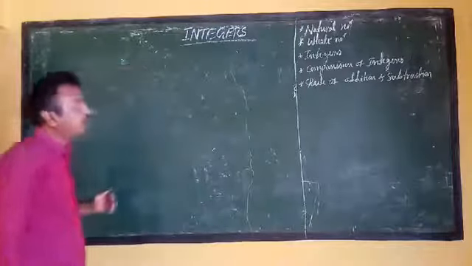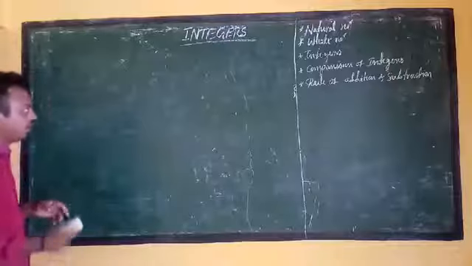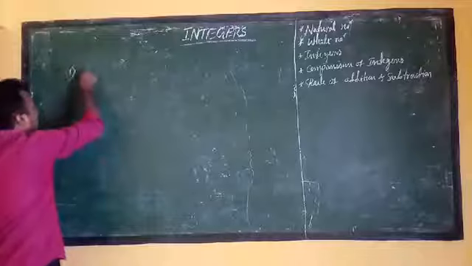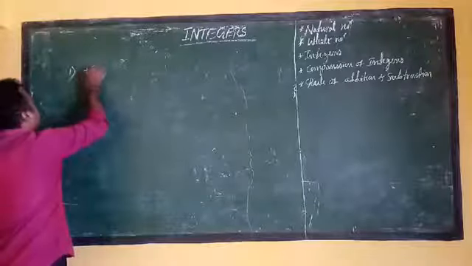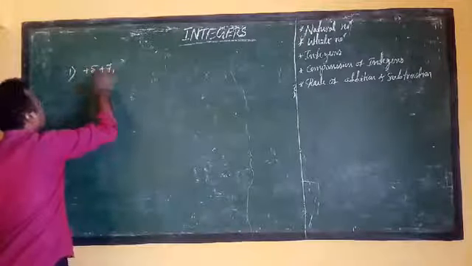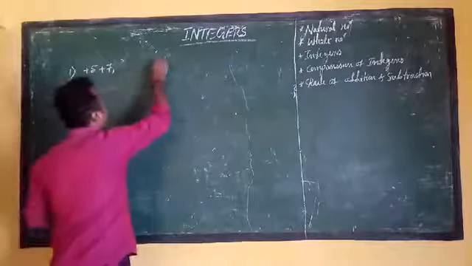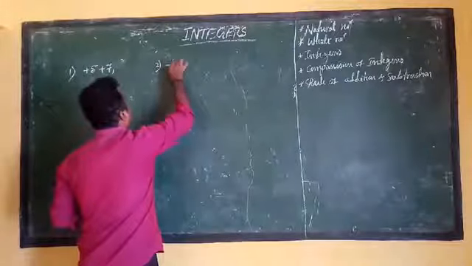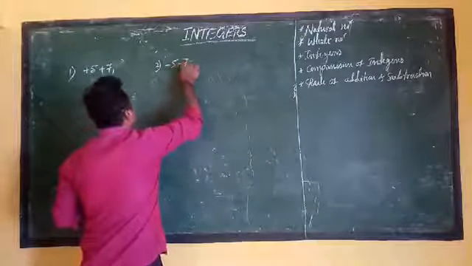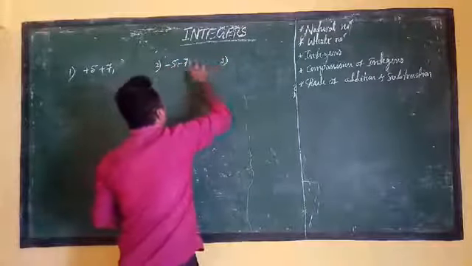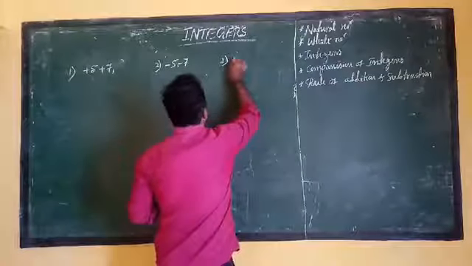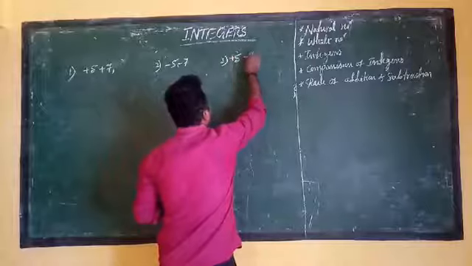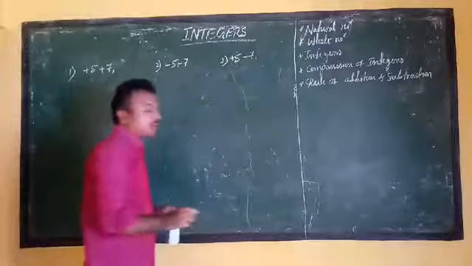Next, the rule of addition and subtraction is very important. See students, I will give some examples. Plus 5 and plus 7 is there. Next, I will take the second example: minus 5 and minus 7. And the third example, plus 5 and minus 7. So three examples I will give.